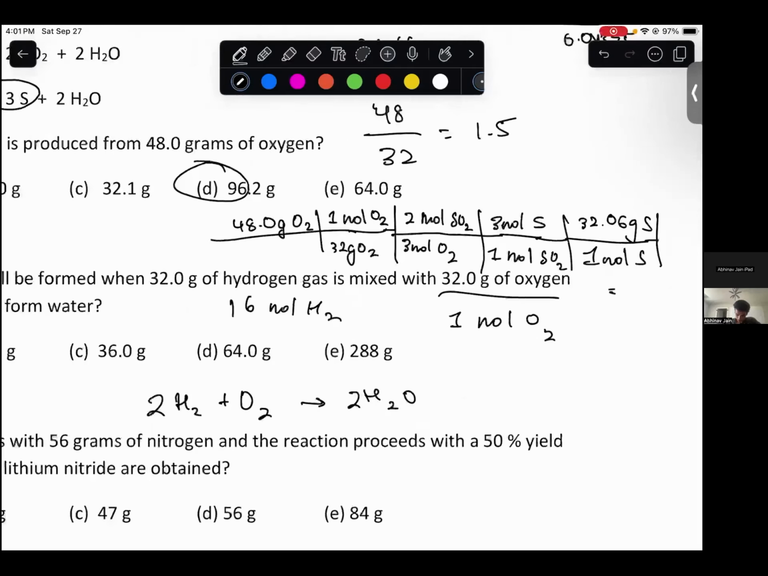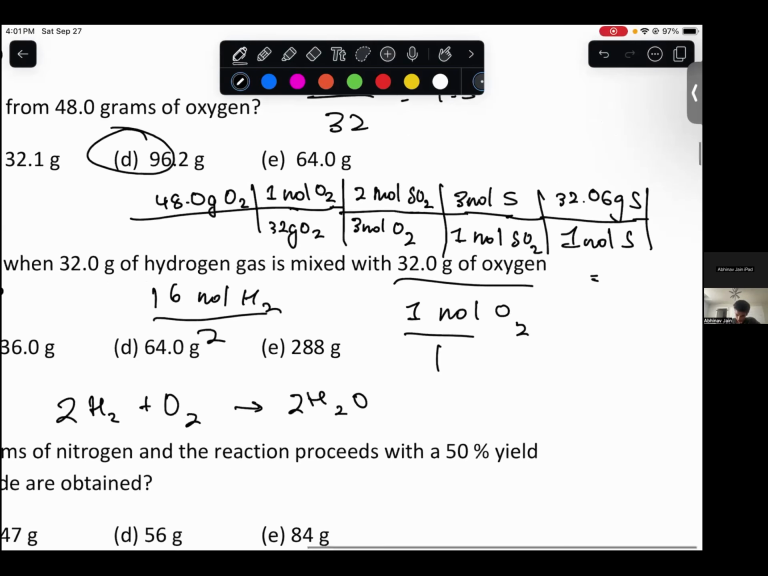Divide these by their molar coefficients in the equation. Divided by 2, divided by 1, check which quantity is smaller. This is 8, this is 1. Obviously, the oxygen is limiting.